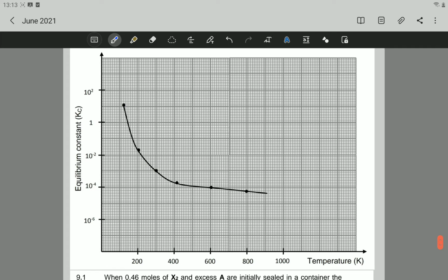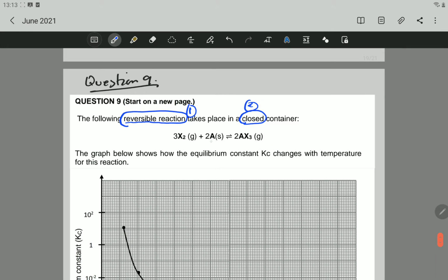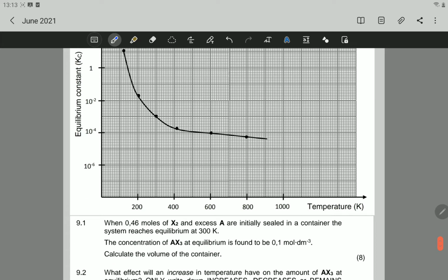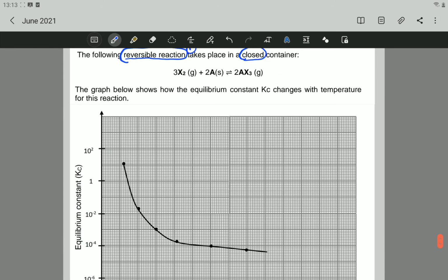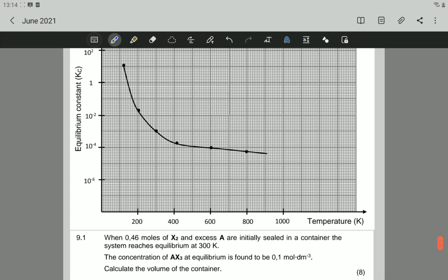The Kc is decreasing. Remember that if the Kc decreases, then you are forming more reactants than product. In this case, because the Kc is decreasing as temperature increases, when temperature gets greater, the Kc decreases. That means you are forming more of the reactants, and therefore the reaction is shifted towards the left. The reverse reaction is favored as you increase temperature. As you increase temperature, equilibrium Kc decreases. Later on, there's a question about that.